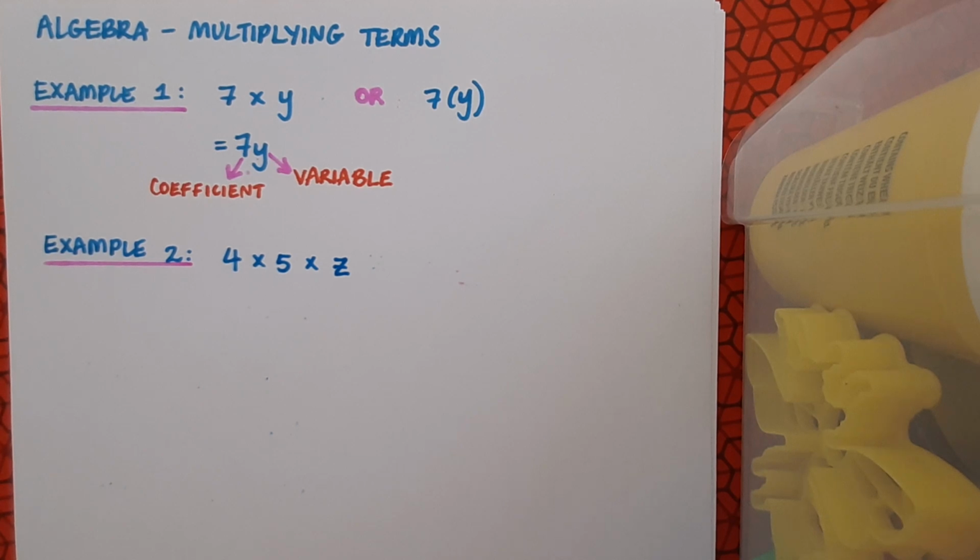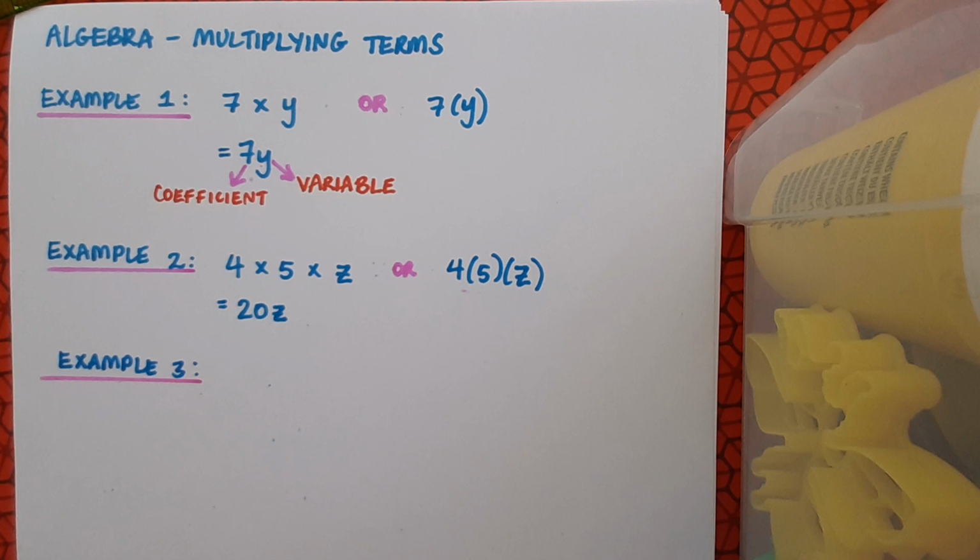This time I want to work out what 4 by 5 by z should be. Again, not really loving the multiplication symbols here. They could so easily be mistaken for x's. So I'm much more likely to see this as 4 bracket 5 bracket z, with the brackets indicating multiplication. When I multiply this out, what do I get? My result in this case is 20z. The 20 is the coefficient and z is the variable.